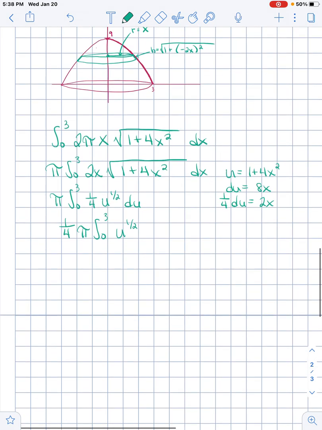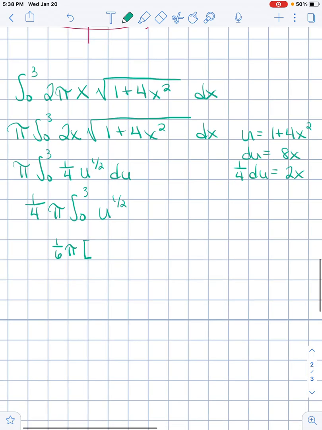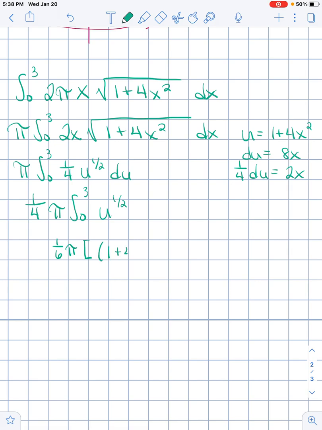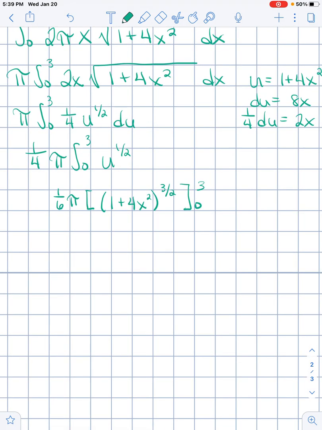Now I can find the antiderivative. Add 1 to that exponent, that's 3/2, so that's 2/3. 2/3 times 1/4 is 2/12 or 1/6. So I have 1/6 pi times u to the 3/2, so it'll be 1 plus 4x squared to the 3/2. We'll evaluate that from 0 to 3. If I plug in 3 first, 3 squared is 9, 9 times 4 is 36, 36 plus 1 is 37.